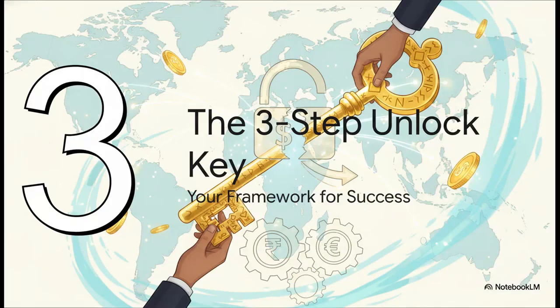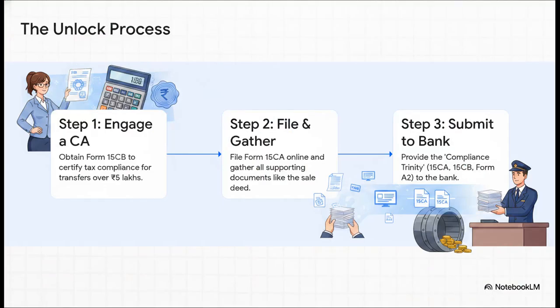We can actually demystify this entire thing with a simple 3-step key that unlocks the whole process. This is the framework that works every single time. Step 1, engage a chartered accountant. This is absolutely non-negotiable for NRO transfers. They're the ones who will calculate your taxes and issue that critical Form 15CB. Step 2, file and gather. With that 15CB in your hand, you go online and file Form 15CA, and you gather all your supporting documents, like the sale deed, your PAN card, all that stuff. And step 3, submit to the bank. You take that complete package and hand it over to your bank's Forex department.